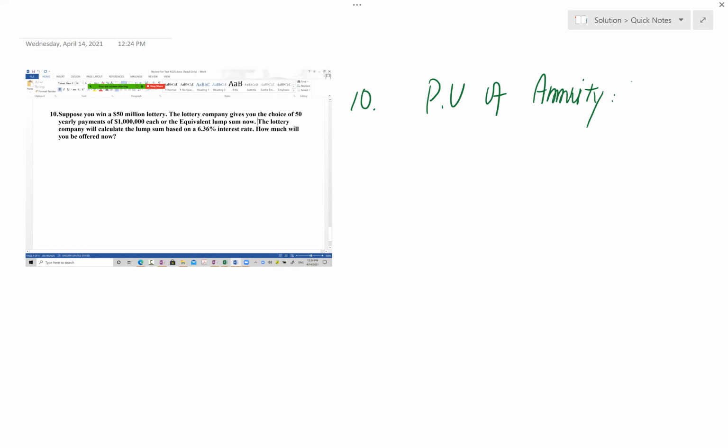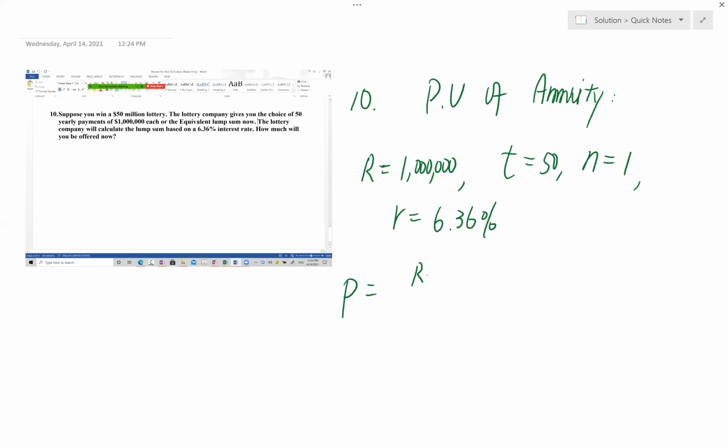And we know that the regular payment is 1 million. N is 50 years, right? Number of compounding periods, meaning we receive that 1 million once per year, so n equals 1, and then the rate is 6.36%. And that's fine. Now, what is the equivalent present value of this series of cash flows? So now the present value equals the regular payment times 1 minus 1 plus r over n to the negative nt, over r over n.